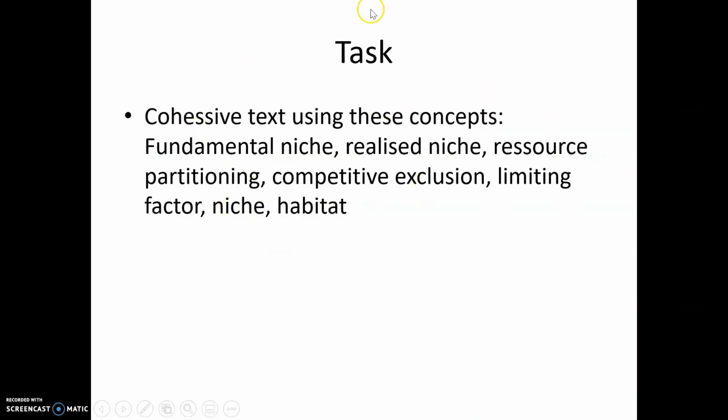So a task that you are then asked to complete is this. You should write a cohesive text using these concepts: fundamental niche, realized niche, resource partitioning, competitive exclusion, limiting factor, niche, and habitat.